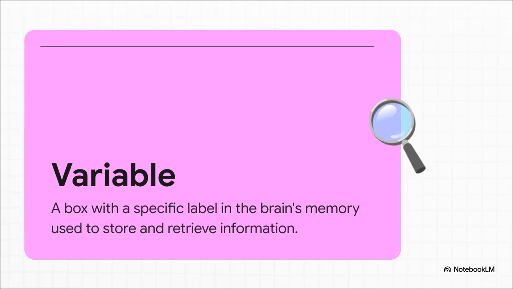So, to do anything useful at all, our new brain needs a memory. It needs to remember things. And it does this using something called a variable. The best way to think of it is just a labeled box. We give the box a name, like username or score, and we put some information inside it. Later, whenever our code needs that info, it just looks for the box with that label. It's that simple, and it's absolutely fundamental to all programming.